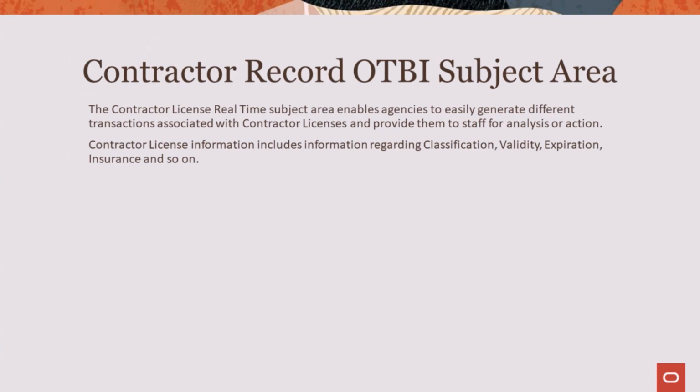The Contractor License Real-Time Subject Area enables agencies to easily generate different transactions associated with contractor licenses and provide them to staff for analysis or action. Contractor license information includes information regarding classification, validity, expiration, insurance, and so on.